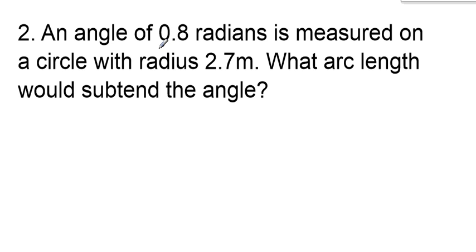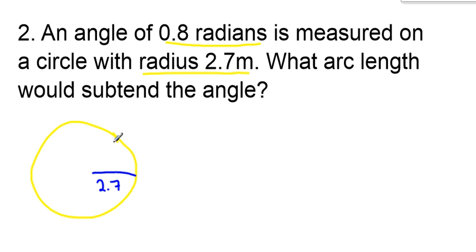Next question. An angle of 0.8 radians is measured on a circle with radius 2.7. What arc length would be subtended? So this time we know that the radius is 2.7, and we have an angle of 0.8 radians. So that's not even 1 radian, so that's not very much. And it asks us to find the arc length. So let's use the formula. And you can certainly rearrange it. So I want to know the arc length.